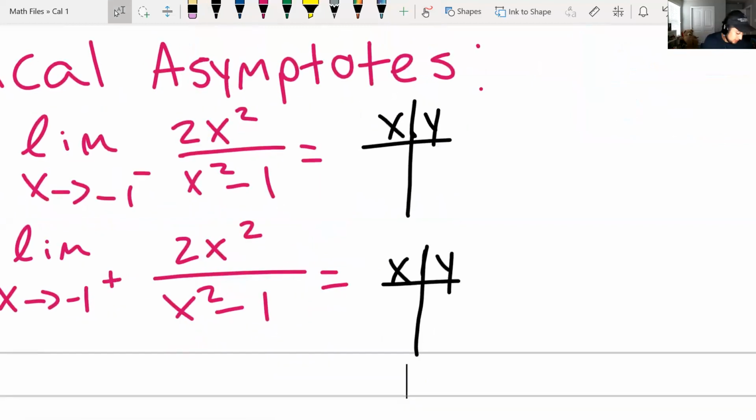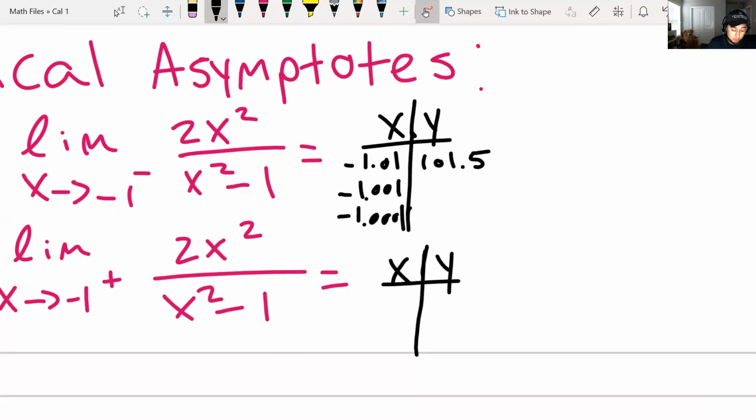Okay, so I'm typing that function in my calculator: 2x squared over x squared minus 1. And I want to approach -1 from the left. This means that the numbers are smaller than -1. So I want -1.01, -1.001, -1.0001. Let me see what I get. -1.01 gives me, let's see, 101.5.